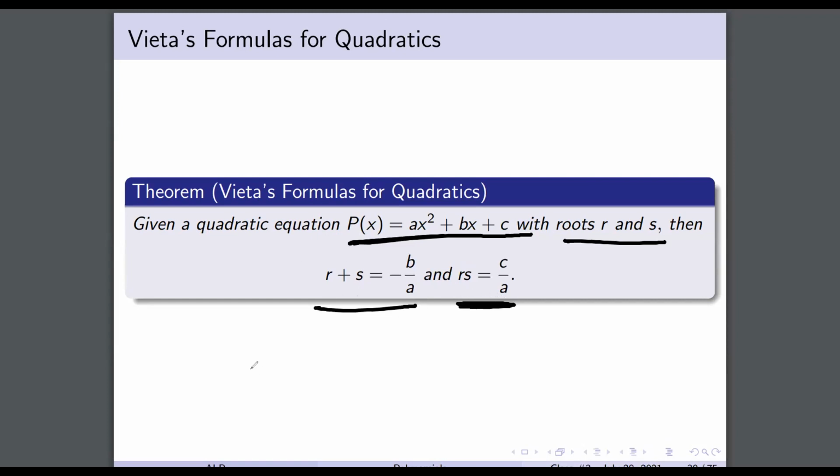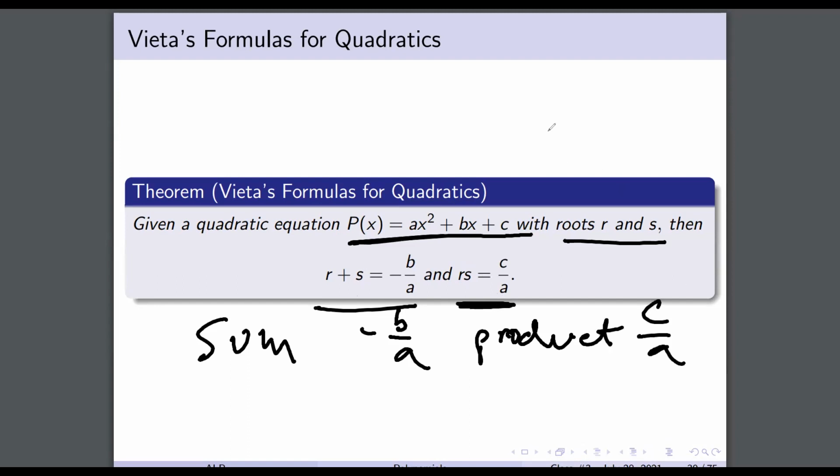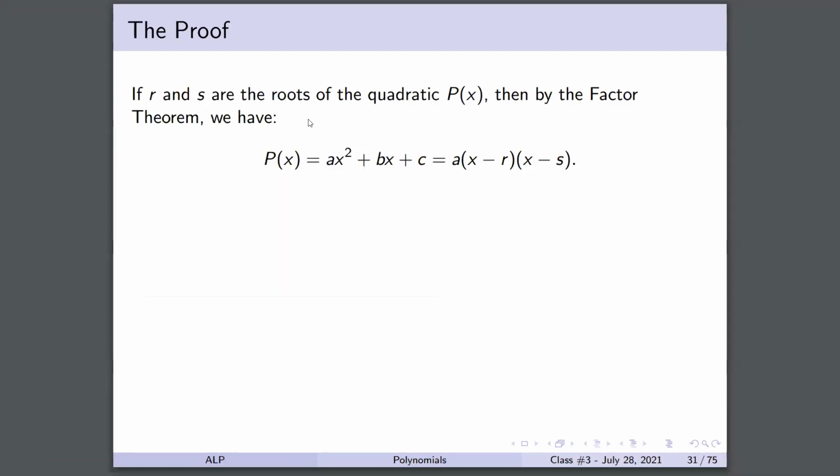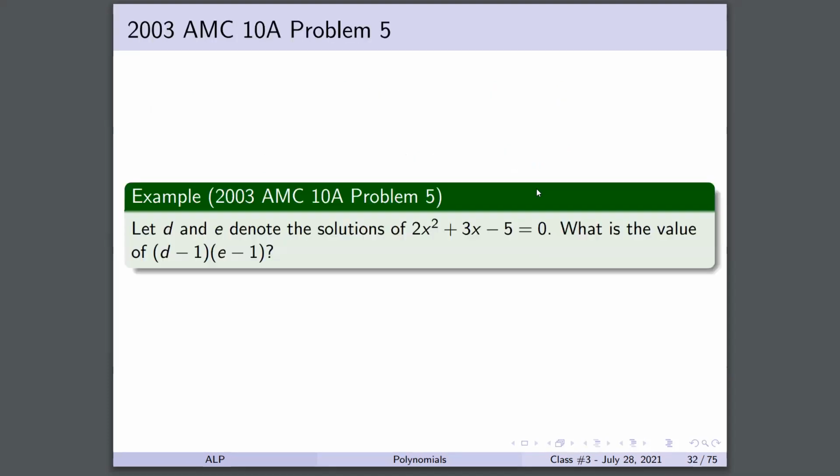So basically, the sum is negative b over a, and the product is c over a. All right, so if r and s are the roots, and p of x is ax squared plus bx plus c, we can rewrite this as a times (x minus r)(x minus s). That's because r and s are both roots, so x minus r must be a divisor, and x minus s must also be a factor.